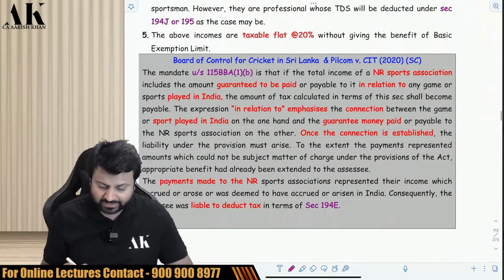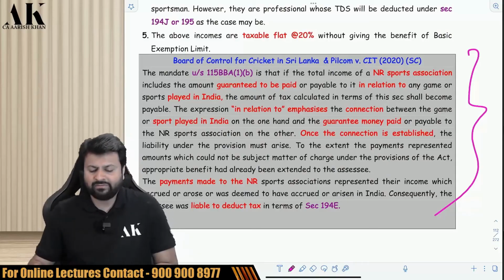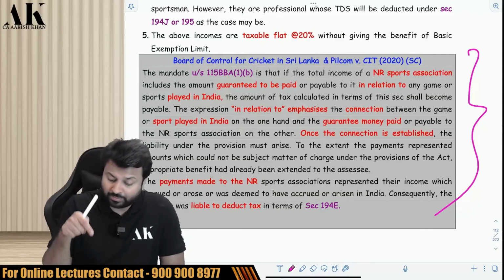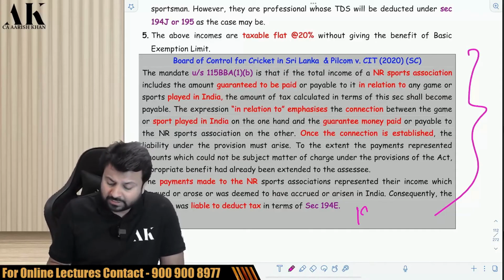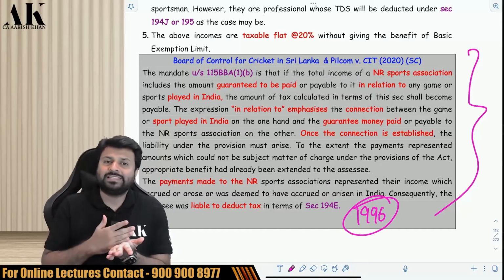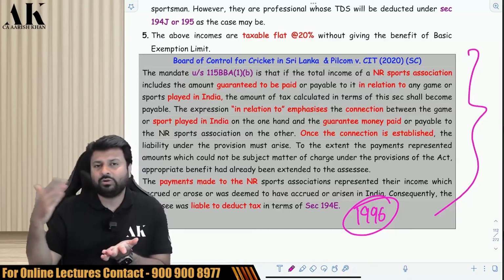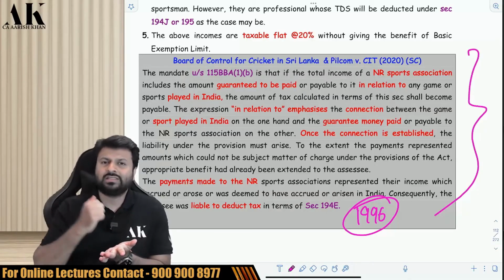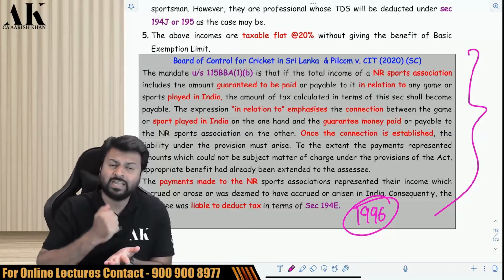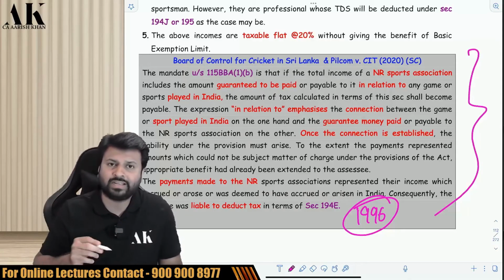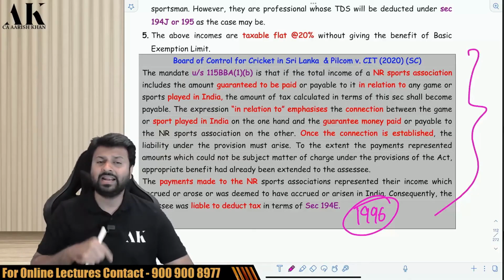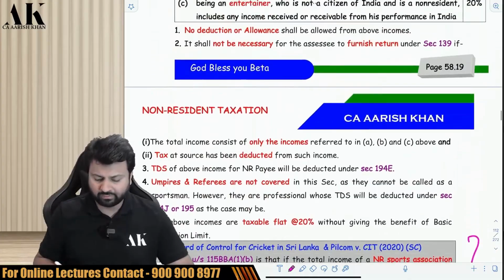That is also mentioned in the Supreme Court judgment of BCCI versus Board of Control for Cricket in Sri Lanka, and Pilcom versus CIT. This is also mentioned in this particular case. This case law was in respect of the 1996 World Cup, which was co-hosted by India, Pakistan and Sri Lanka, and the BCCI made payment to the Australian Cricket Board also, the Sri Lankan Cricket Board also, West Indian Cricket Board also, England Cricket Board also, South African Cricket Board also, New Zealand Cricket Board also. All those payments will be subject to TDS in India, because ultimately every country has come to India to participate in India, and that World Cup was co-hosted by India. Therefore, it was subject to tax in India.